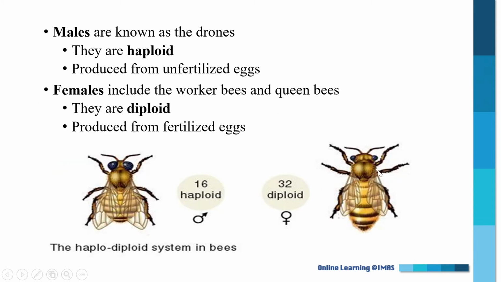You have another system. This one we have already seen in parthenogenesis. This one is called the haploid-diploid system in bees. You know that in bees, the drones, or males, are haploid, and the females are diploid. So the males are produced from eggs which are not fertilized, but the females, including the queen and the workers, are produced from eggs which are fertilized. If the zygote is fed with honey, it will be a worker. If it is fed with royal jelly, it will be a queen.